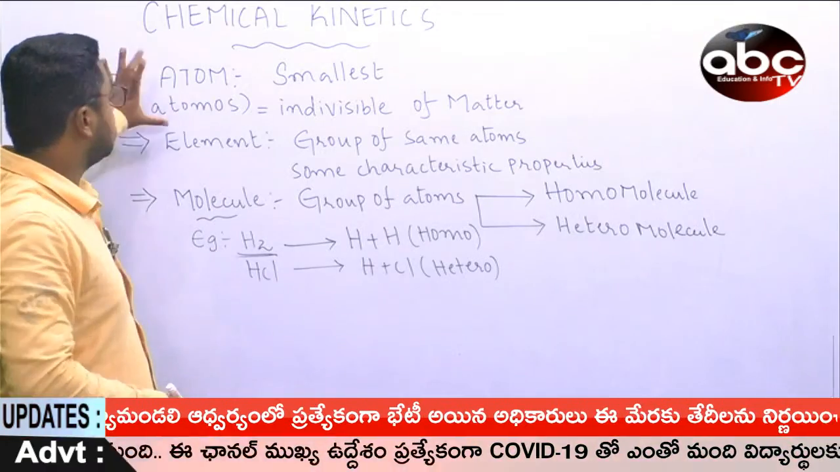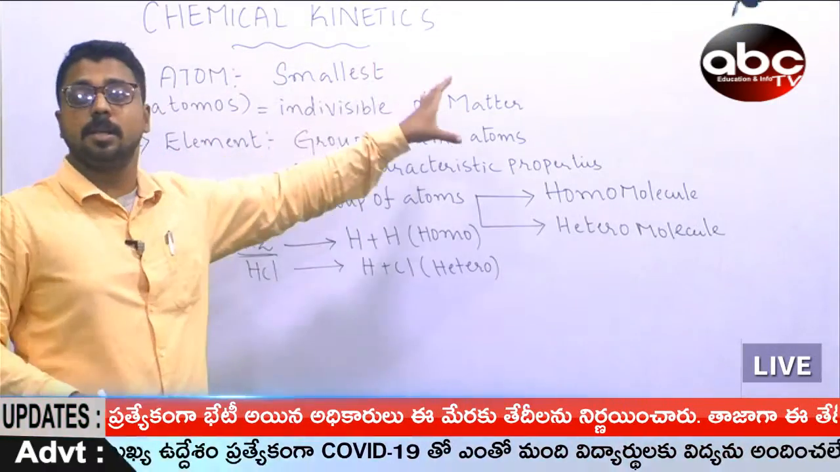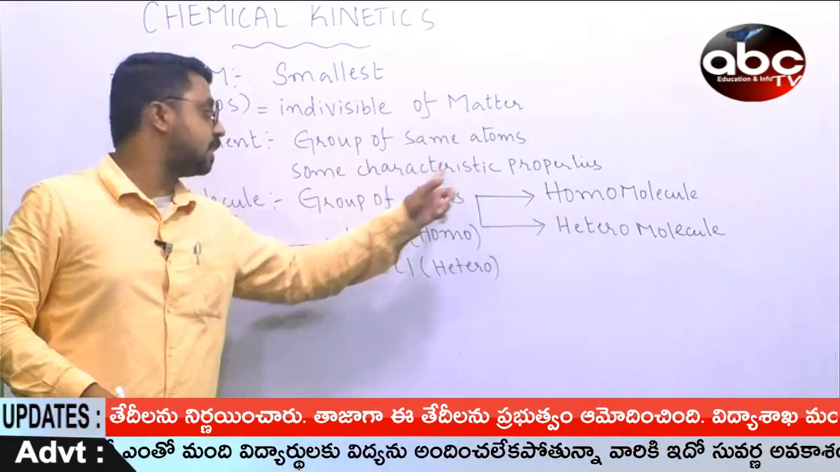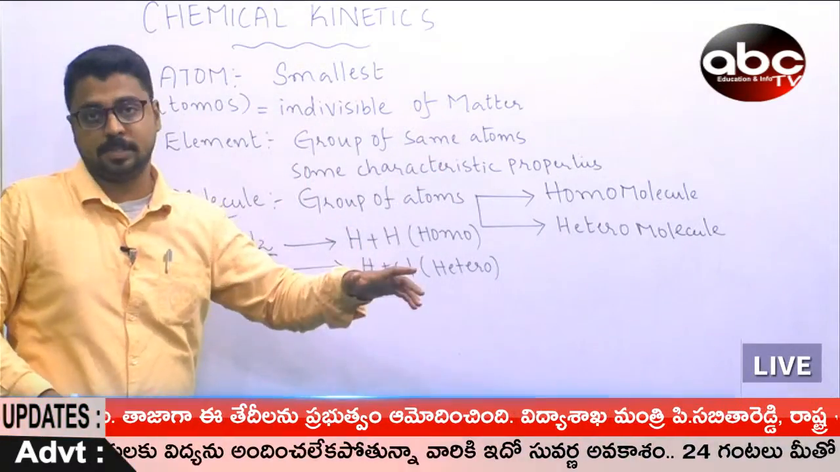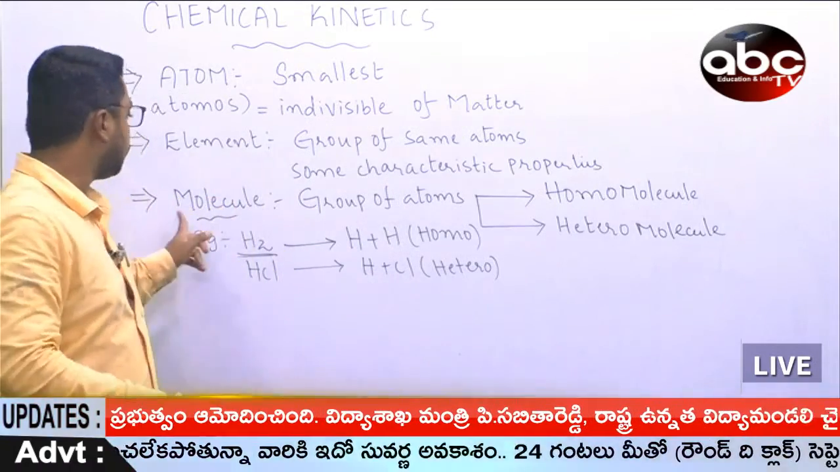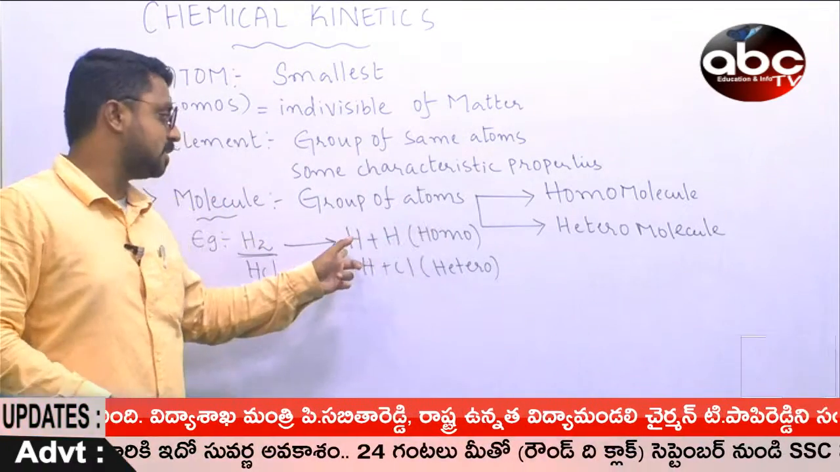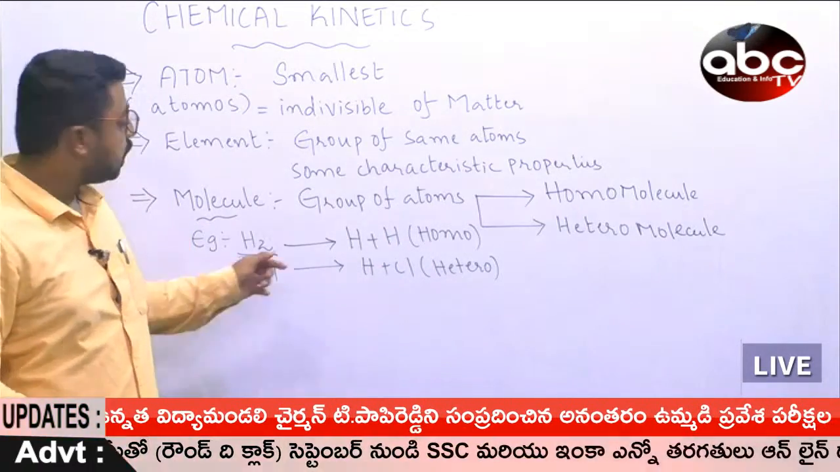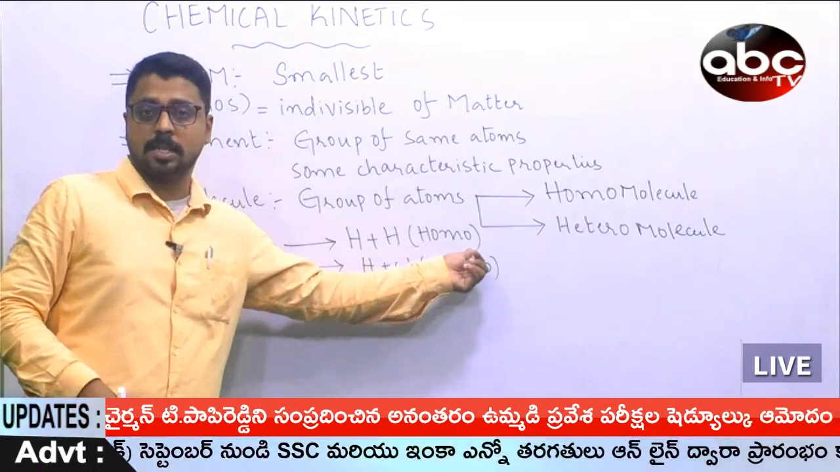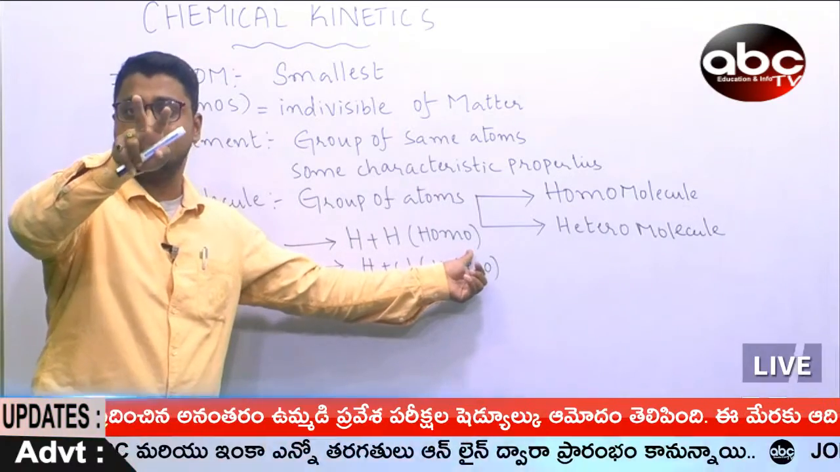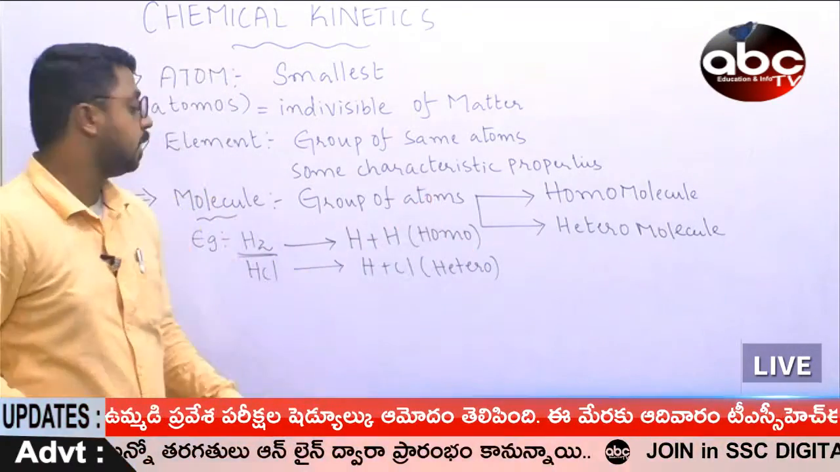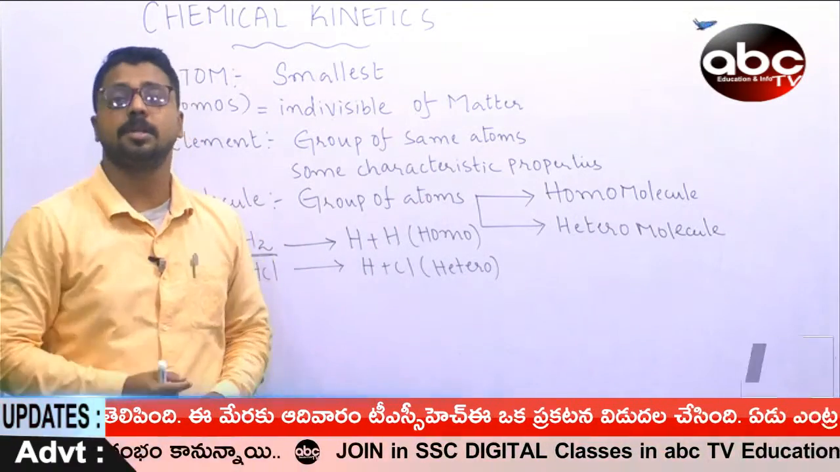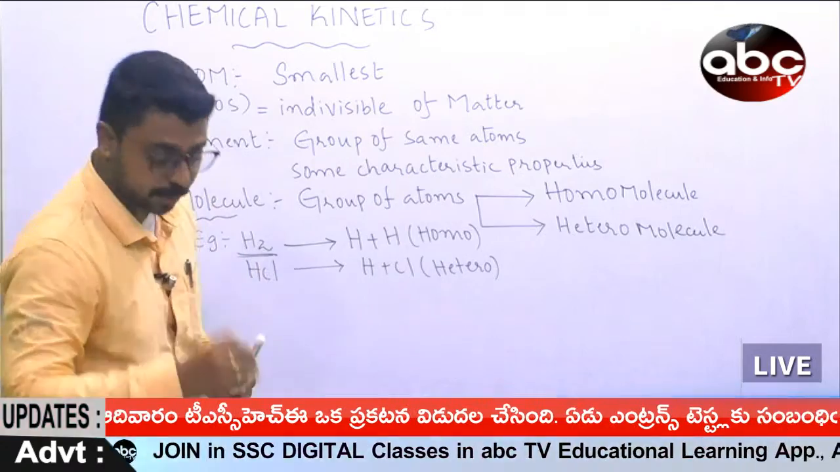So at a glance, an atom is the smallest indivisible particle in matter. Whereas what is an element? An element is a group of the same atoms with some characteristic properties. It's a reactivity form. Whereas a molecule is a group of atoms that may exist with the same atoms or different atoms. It's an existence form. What about H plus H? Two same atoms are combined here, so it is called a homomolecule. If two different atoms are combined, it is called a heteromolecule. That is important. Now we go to the next topic.